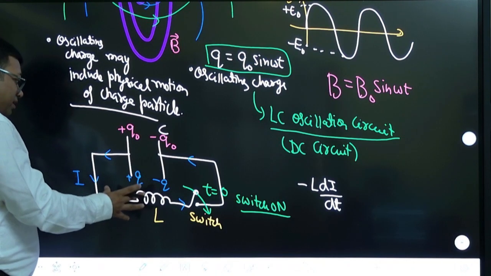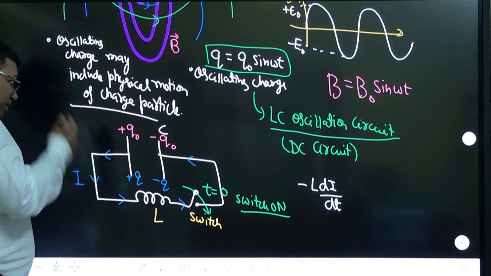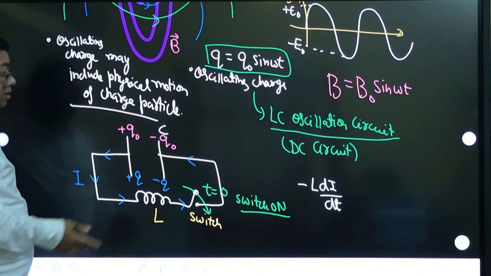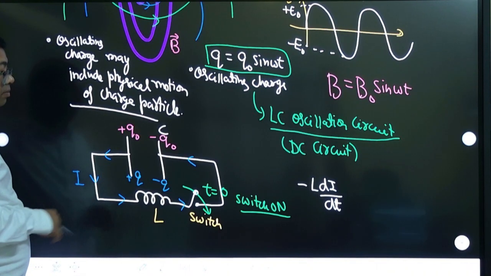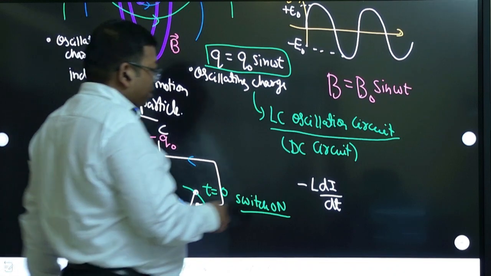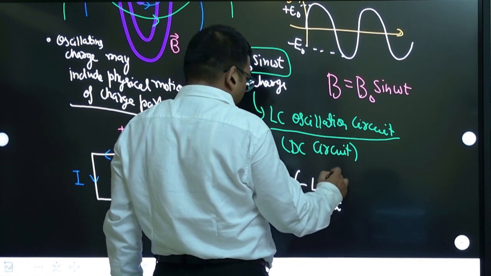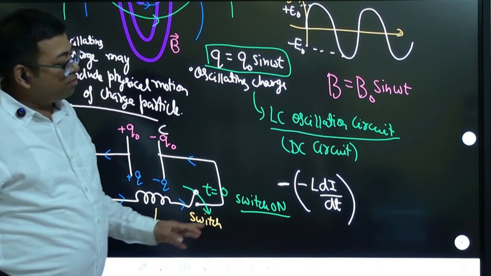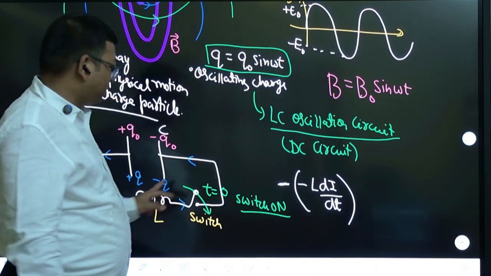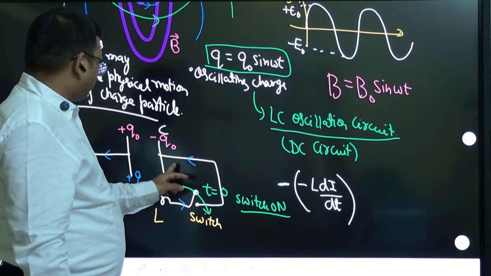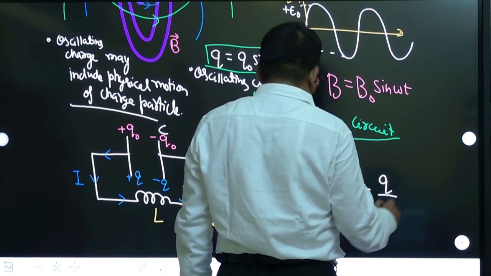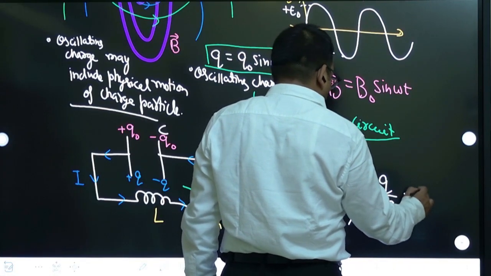Because this charge is decreasing, current will be decreasing, which means di by dt itself will be negative. So let us write one extra minus factor here. Minus of minus L di by dt, and then we go from minus to plus, plus charge by capacitance. This is equal to 0.